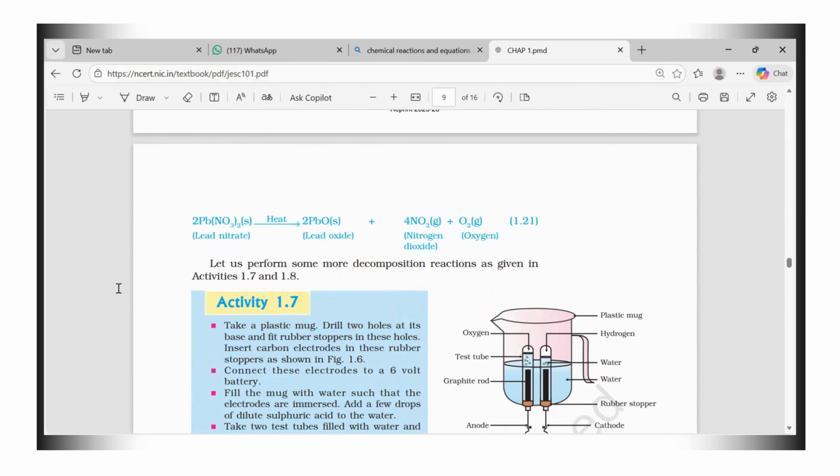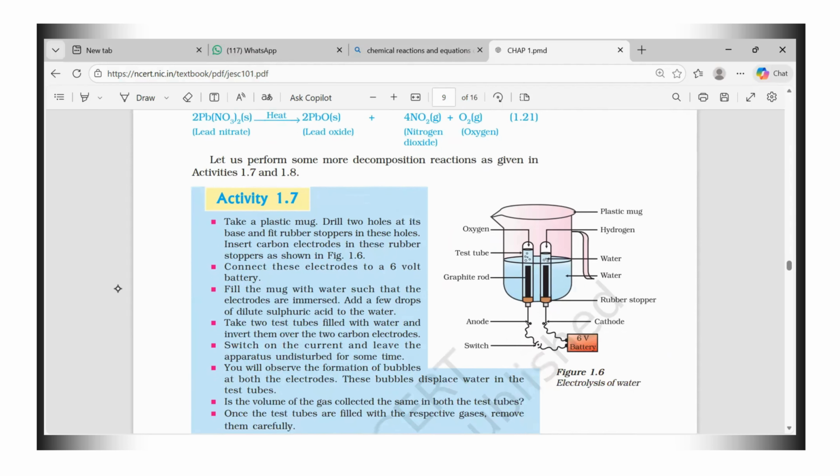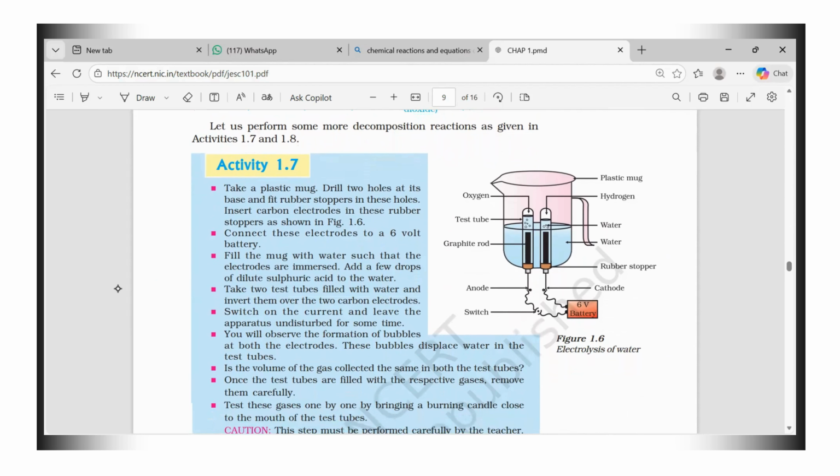Lead nitrate, when it is heated, gives PbO. So, lead nitrate will give us lead oxide. Lead oxide, okay? And since there is a nitrate group, it will release nitrogen dioxide. So, 3 thermal decompositions are there: FeSO4, CaCO3, and lead nitrate. Now, all the colors should be clear to all of you.